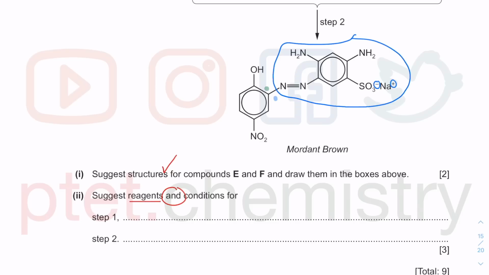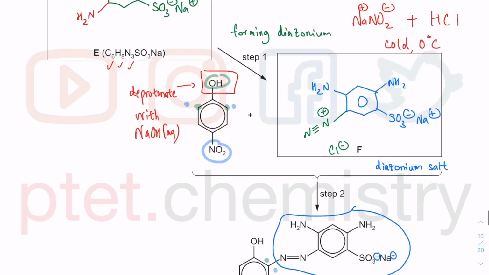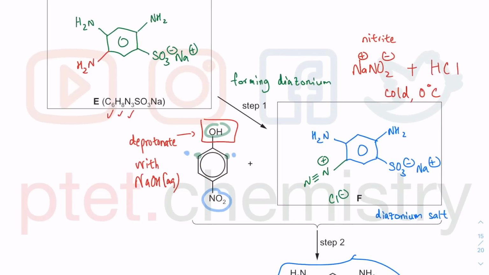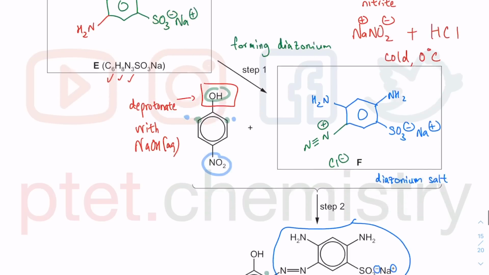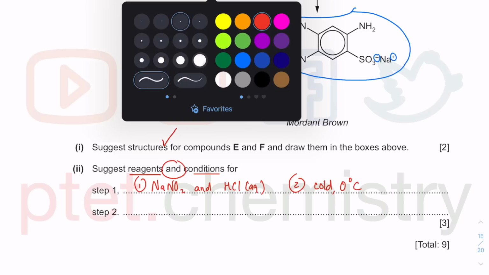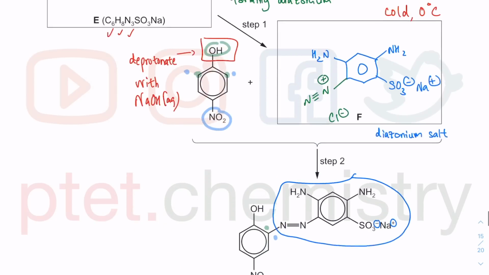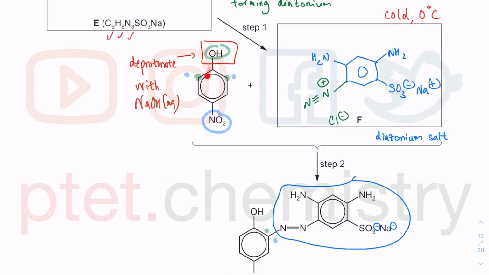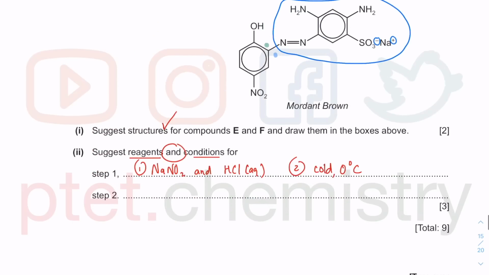Suggest reagents and conditions for step 1. Step 1 was the diazonium salt formation, so I already did that: NaNO2 and also HCl aqueous. And do not forget, the conditions have to be kept cold, so usually we use an ice bath for this. As for step number 2, this is this reacting with this. Like I said, we have to deprotonate this with NaOH, so we need NaOH aqueous.